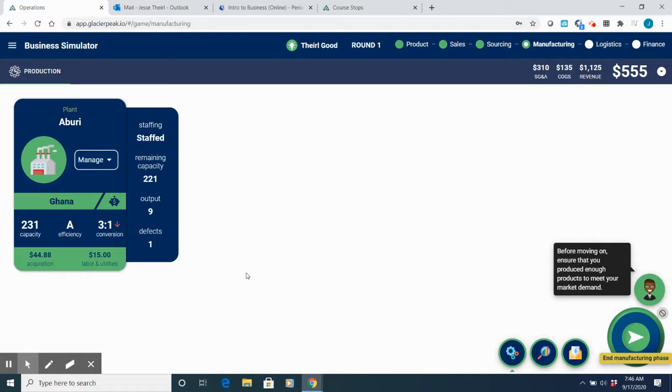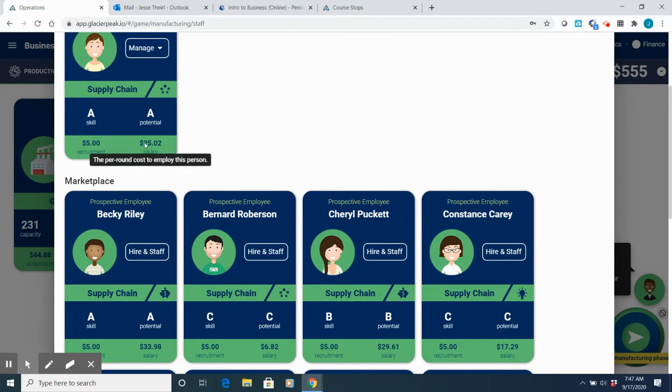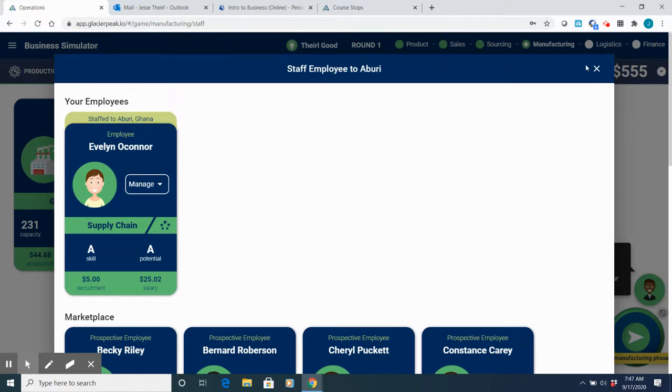Welcome back. Before we move on, we do have to finish up a couple of our sourcing and manufacturing processes, and that includes the following: staffing our plant and then also beginning to produce our products. So just a couple reminders on the staffing side. Obviously, you want to make sure that you have the best possible employees, which is reflected by their skill and their potential. And if those things are equal as you look through, find the person who is the best price and then go ahead and hire them.